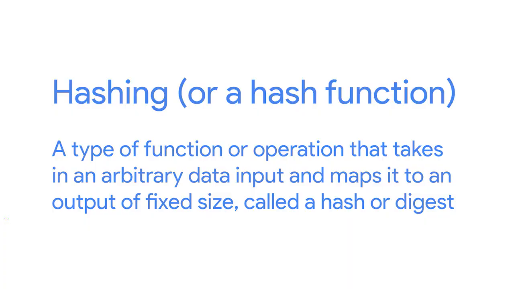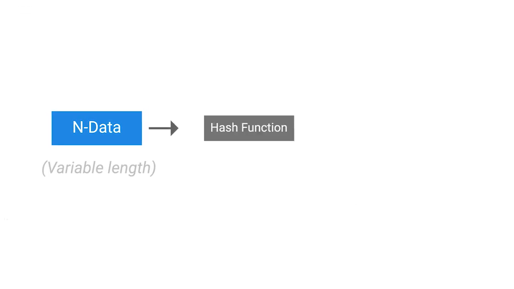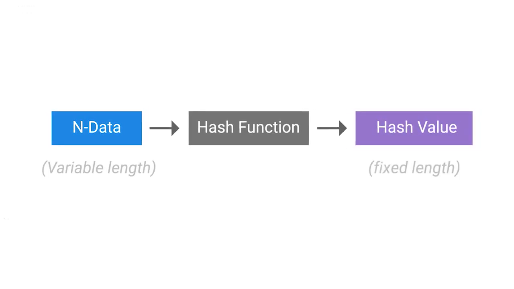So far, we've talked about two forms of encryption, symmetric and asymmetric. In this next lesson, we're going to cover a special type of function that's widely used in computing and especially within security: hashing. No, not the breakfast kind, although those are delicious. Hashing, or a hash function, is a type of function or operation that takes in an arbitrary data input and maps it to an output of a fixed size, called a hash or a digest. The output size is usually specified in bits of data and is often included in the hashing function name.